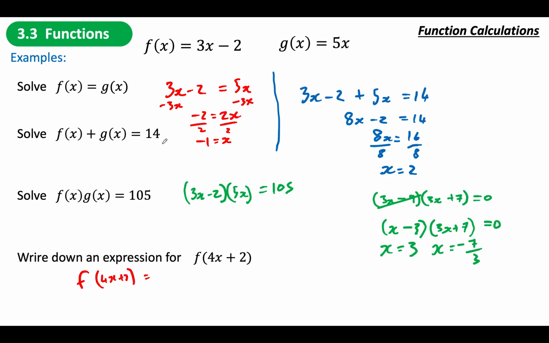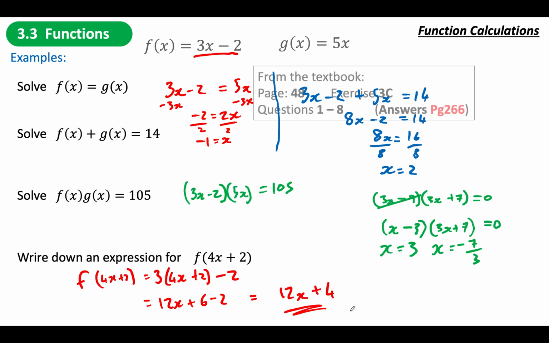So that will be, my function f of x is 3x minus 2, so it'll be 3 lots of whatever's in that bracket. So the 4x, what they say, plus 2. And then we're putting minus 2 on the end, because that's the original function. 3 lots of the bracket minus 2. 3 lots of 4x is 12x. 3 lots of 2 is 6. Take away the 2, the answer is going to be 12x plus 4. Okay, hope that makes some sense.